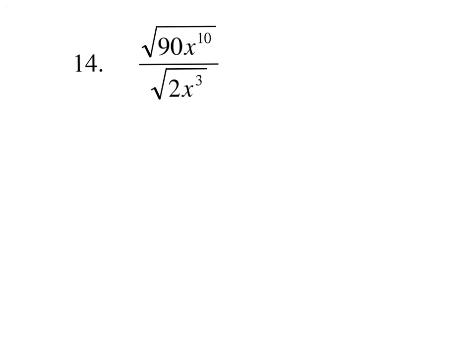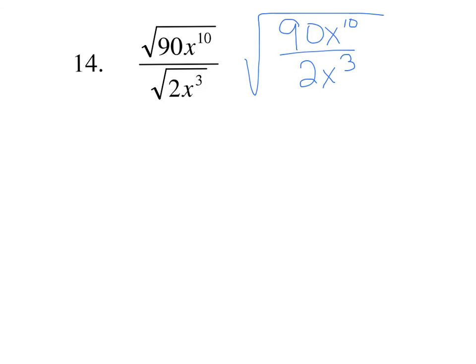On number 14, we're going to do the same thing. We're going to put the numerator and denominator back together here to make one fraction. And then we're going to reduce that fraction. So 90 divided by 2 is 45. X to the 10 divided by x cubed makes x to the 7.